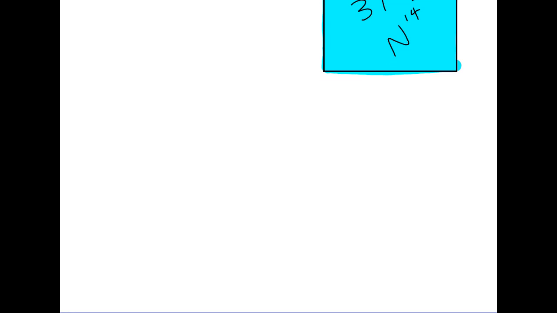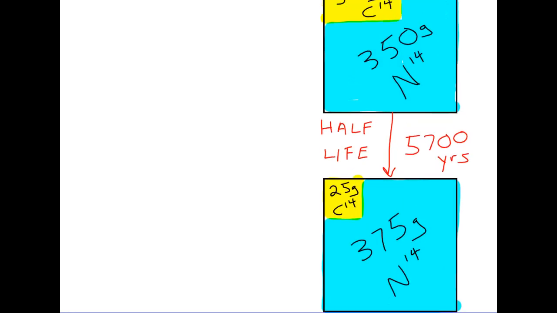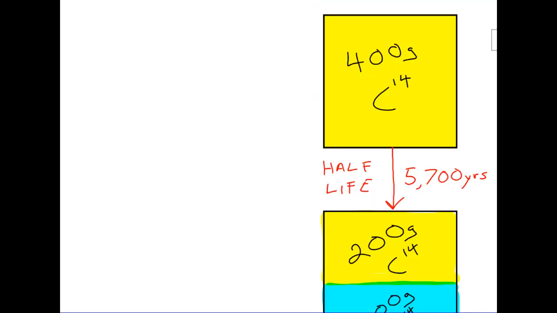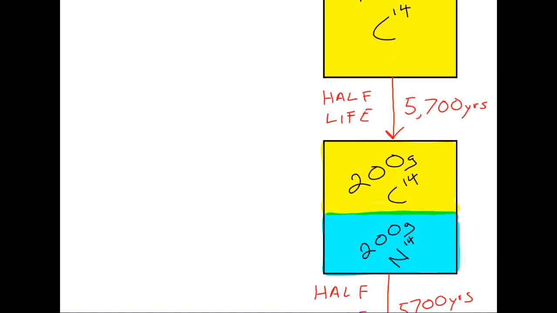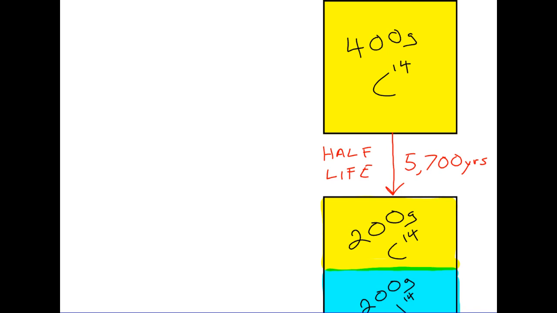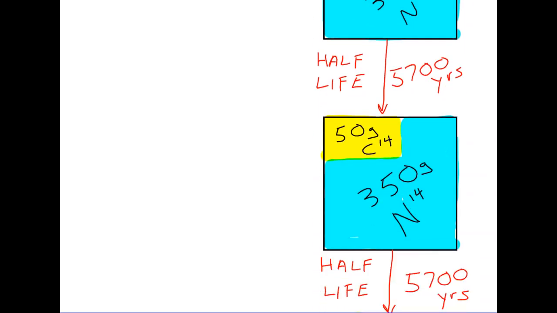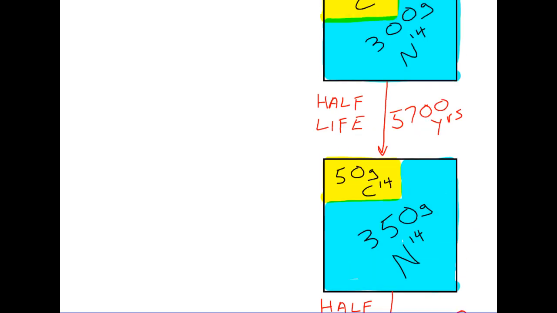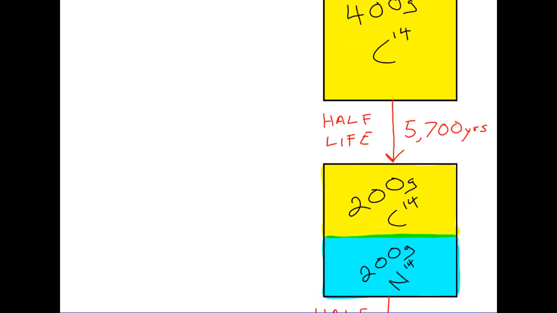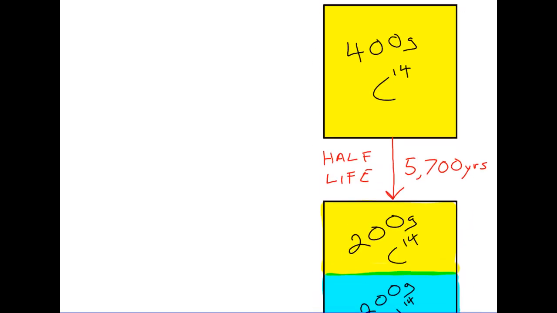And what if another half-life goes by? Well, we could continue this process again and again. Notice how the amount of carbon-14 cuts in half each half-life, from 400 to 200 to 100 to 50 to 25. The half-life never changes. The half-life of carbon-14 is 5,700 years.